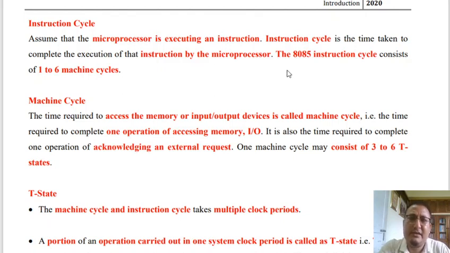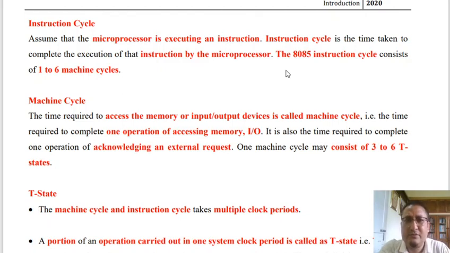Now let us try to understand what is a machine cycle. Now machine cycle is the time required to access the memory or IO devices. I'll further repeat it. Machine cycle is the time required to access the memory or the IO devices. Or it may also be defined as the time required to complete one operation of accessing memory or IO devices. It also represents the time required to complete one operation of acknowledging an external request. Now, one machine cycle may consist of 3 to 6 states.